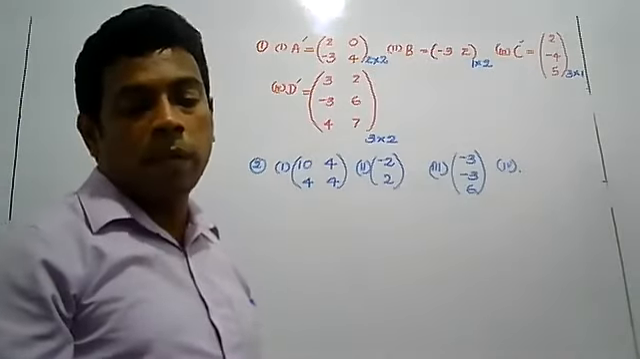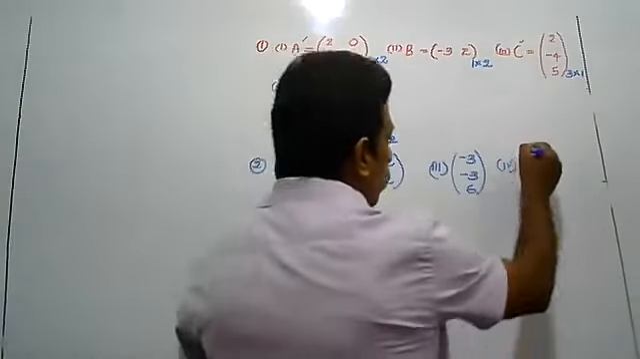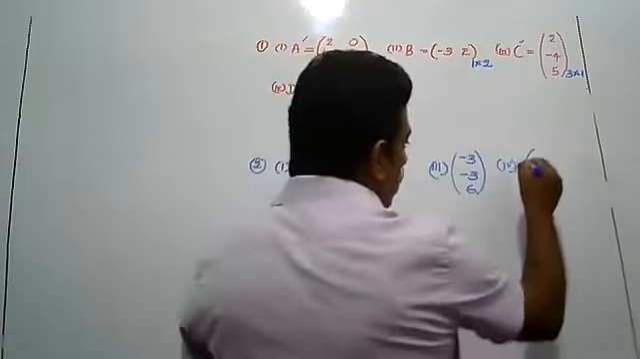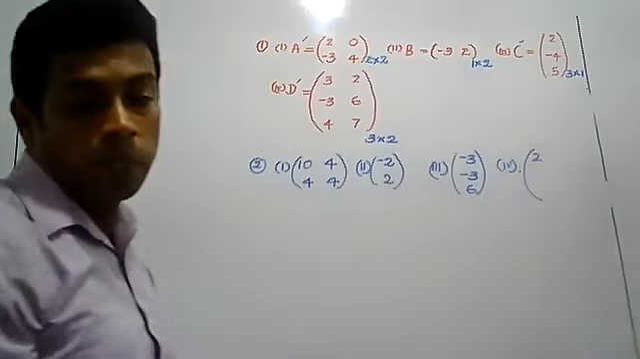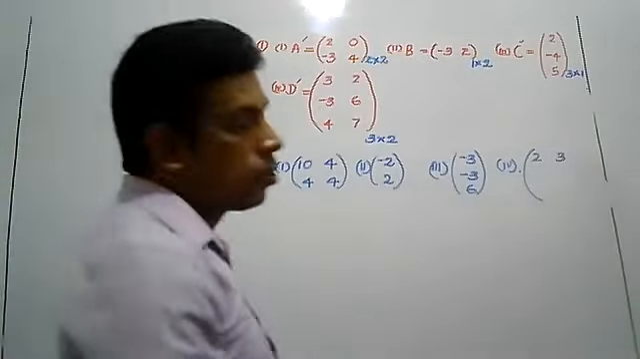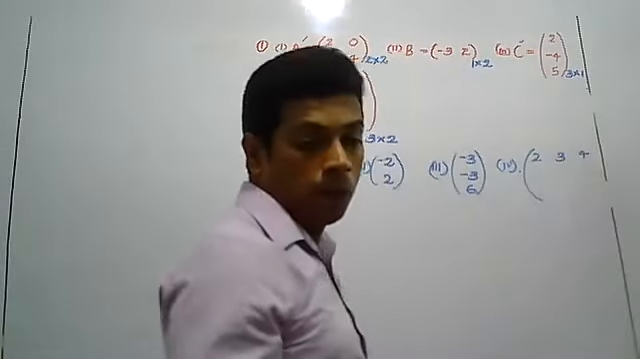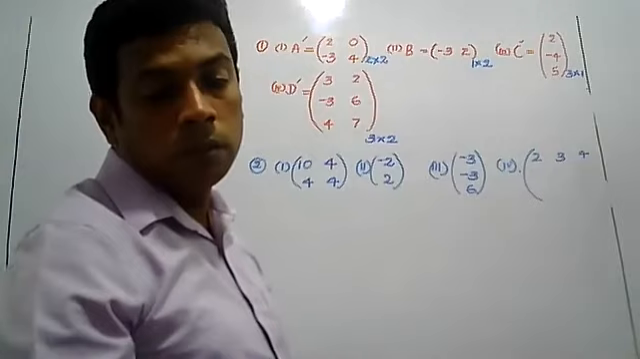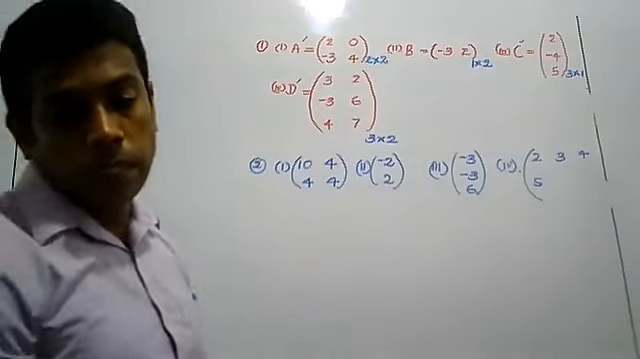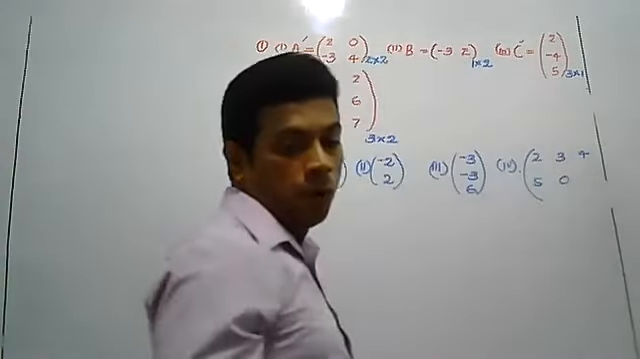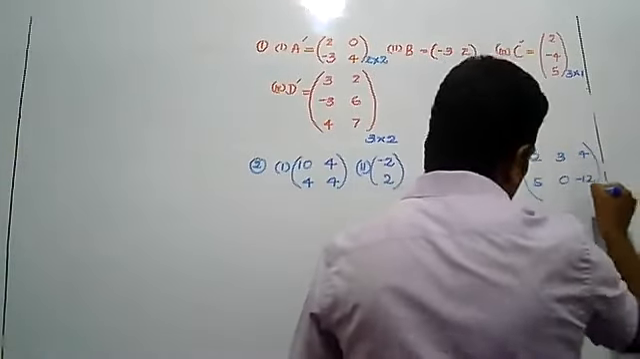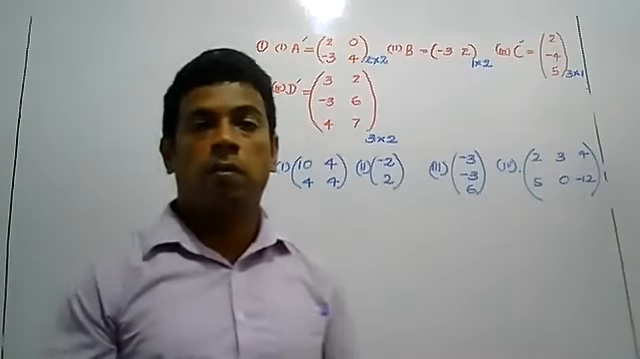Fourth one, two matrices should be added. When you add two matrices, corresponding elements are added. 3 plus minus 1 is 2. Minus 1 plus 4 is 3. 1 plus 3 is 4. The second row: 1 plus 1, 5 plus 0 is 5. 6 and minus 6, when you add, 0. Minus 7 minus 5 is minus 12. Then these are the answers for question number 2.